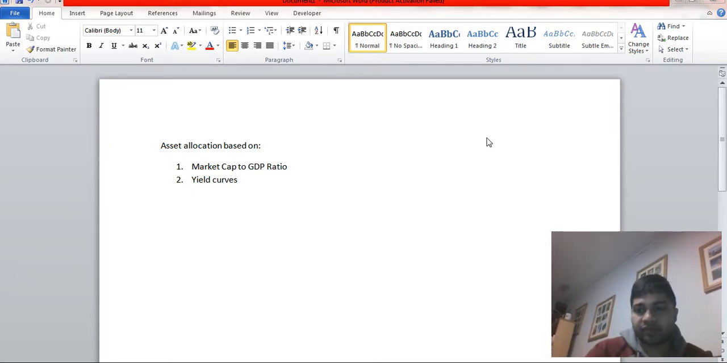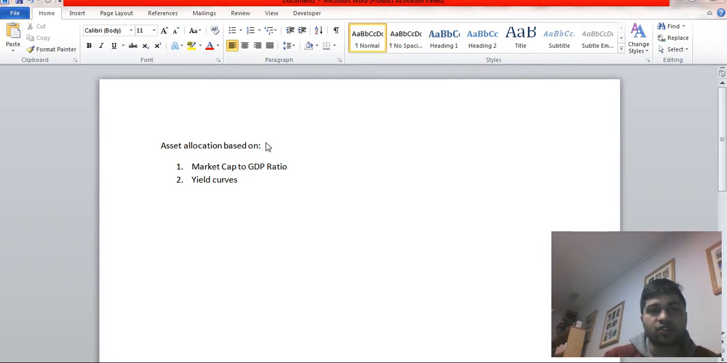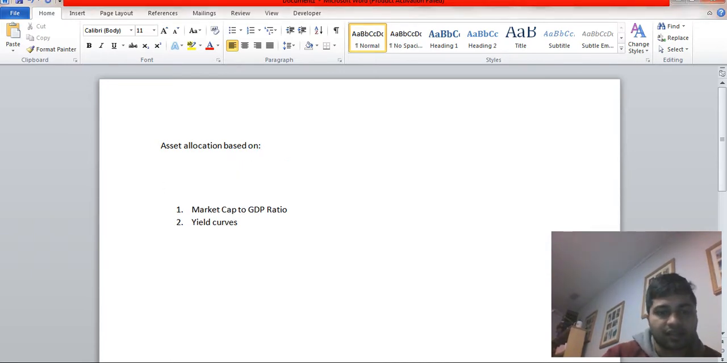Hello everyone. So in this short topic we are going to discuss asset allocation, how to make asset allocation based on a ratio called market cap to GDP, and how to make asset allocation based on yield curves. Before starting with these two things, let us understand what asset allocation means.